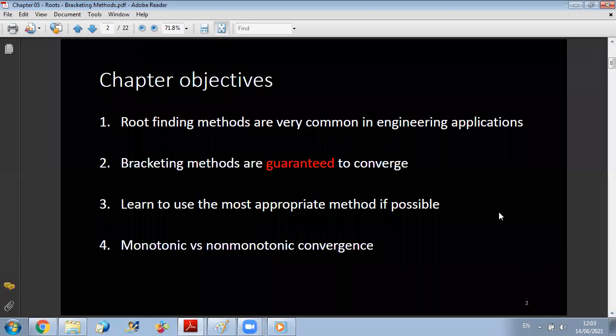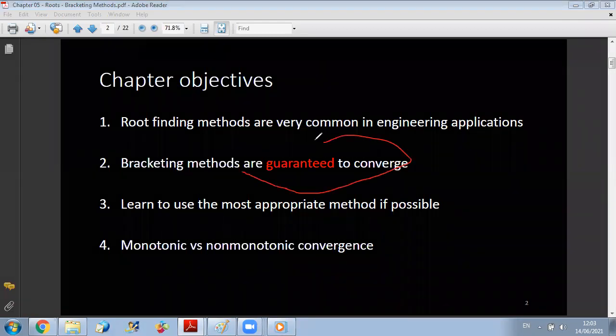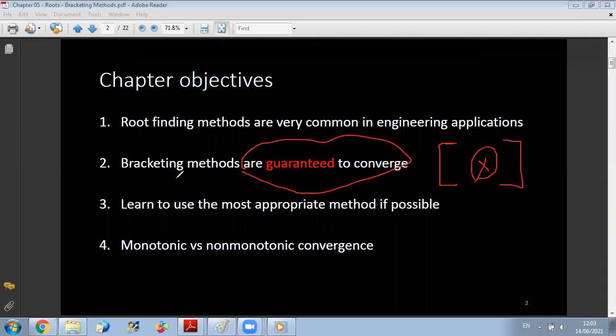So first, in this chapter, we will find what are numerical methods that are common in engineering applications and can be used to find the root of an equation. We will introduce bracketing techniques, which represent a very important advantage over other techniques that they are guaranteed to converge. So I can be sure that if I give you a bracket including the root, and you use this bracketing method, okay, it will converge, it will be able to tell you where your root is.